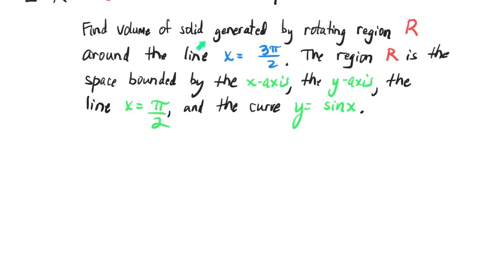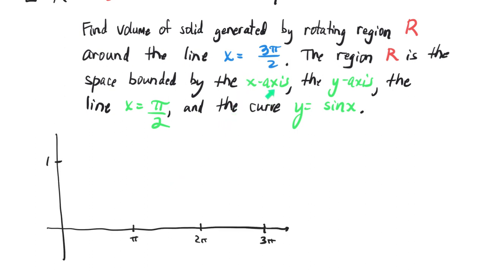Let's find the volume of the solid generated by rotating some region R around this line. This will be our axis of revolution. A region of R will be defined by the space bounded by the x-axis, the y-axis, the vertical line x equals pi over 2, and the sinusoidal curve y equals sine of x. Let's begin graphing these things so we can see exactly what region R is, so we know how to rotate it around this axis of revolution.